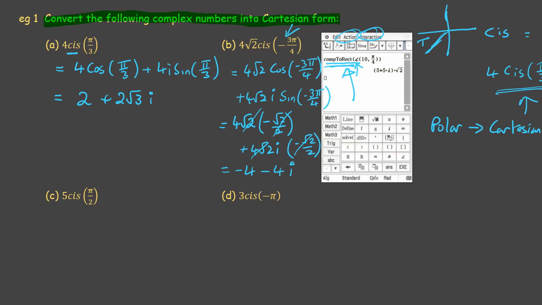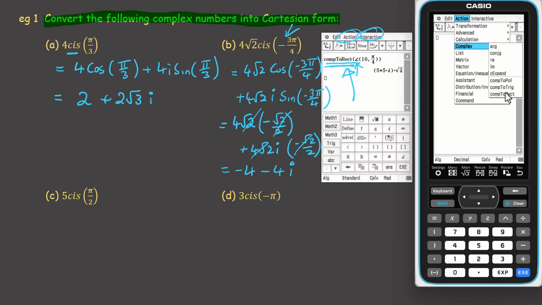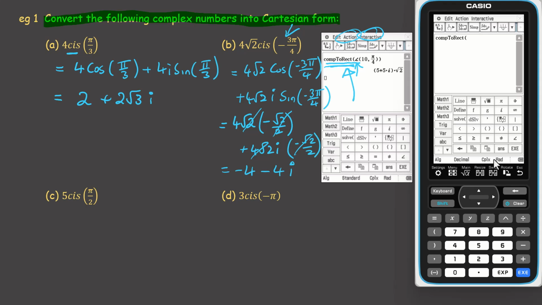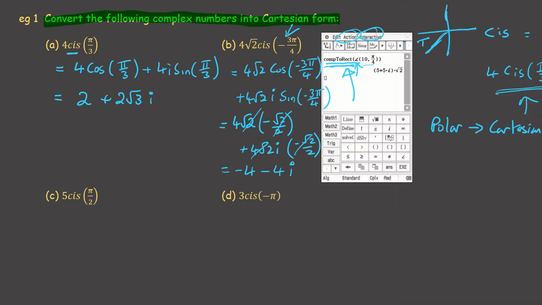So let's just bring the calculator back and have a look at that. So go comp to rect, and the little angle symbol there you can see is in the math 3 in your keyboard, and this one here where it says 10 pi by 4 means that r is equal to 10 and theta is pi by 4, and then you can see that we get 5 root 2 plus 5 root 2 I as the answer. You're going to need to be in complex mode for that to work.